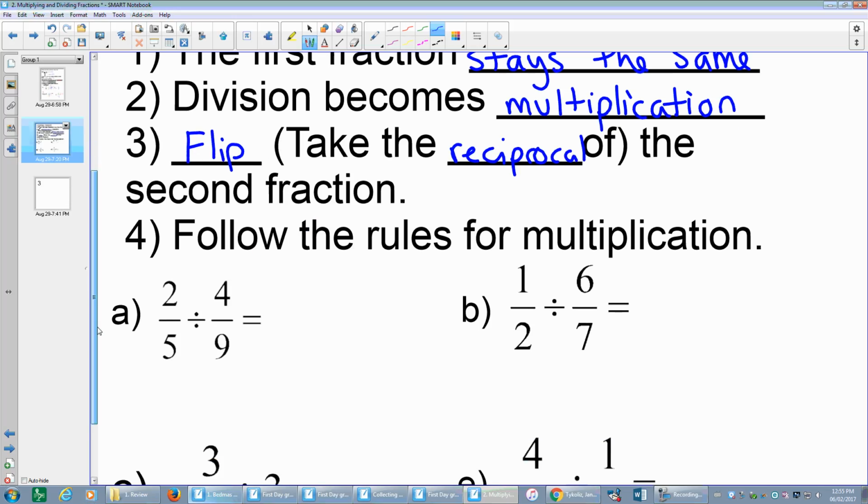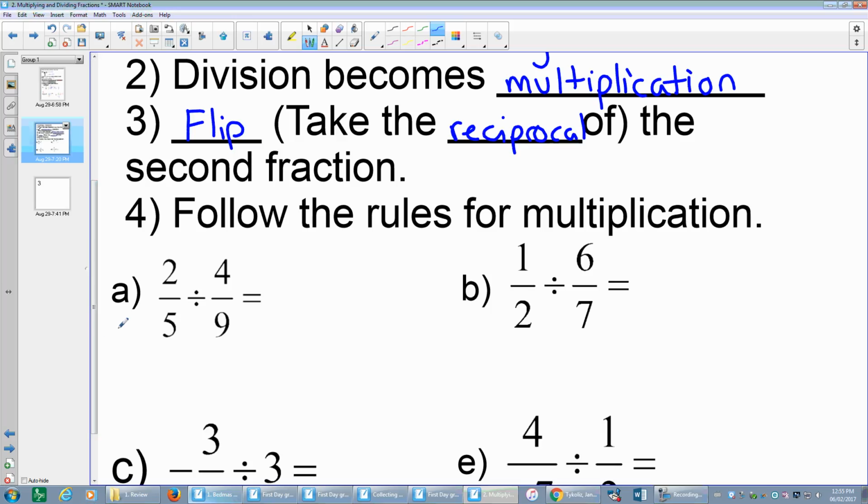So let's go into these next examples. So step 1, the first fraction stays the same: 2 over 5. Step 2, the division sign becomes multiplication, times. I'm going to flip the second fraction. Here's my second fraction. I'm going to flip it. So instead of writing 4 over 9, I write 9 over 4.